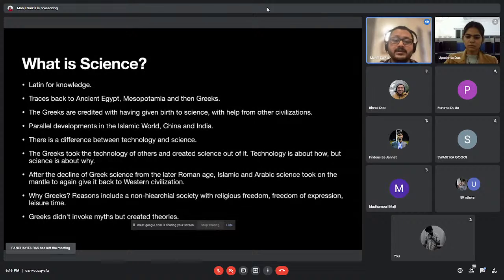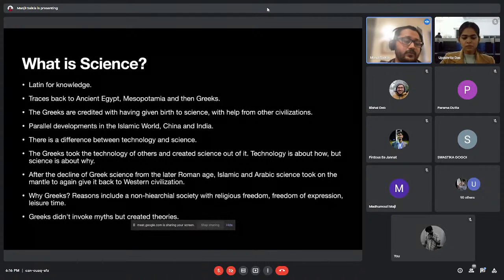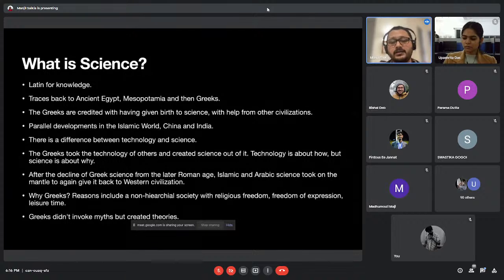But the important point is that there was religious freedom and freedom of expression. So you could say certain things where you don't have to fear repercussions from the ruling elite or from the religious clergy or something like that. So which gradually deteriorated a bit, but I don't want to go into those things.